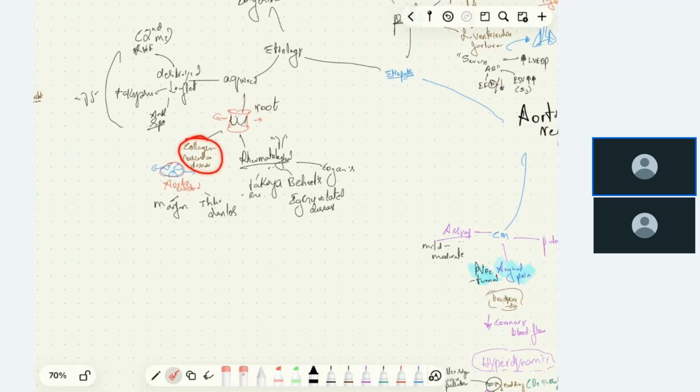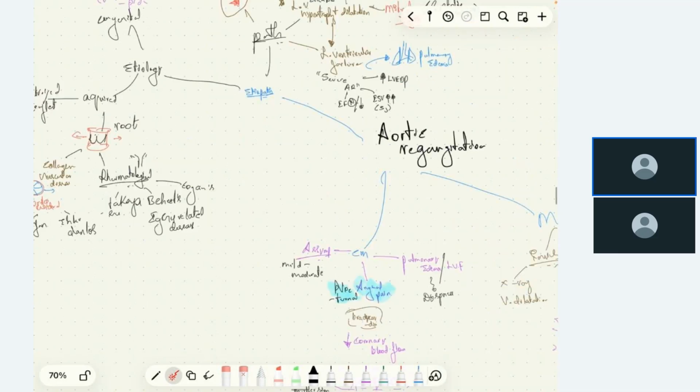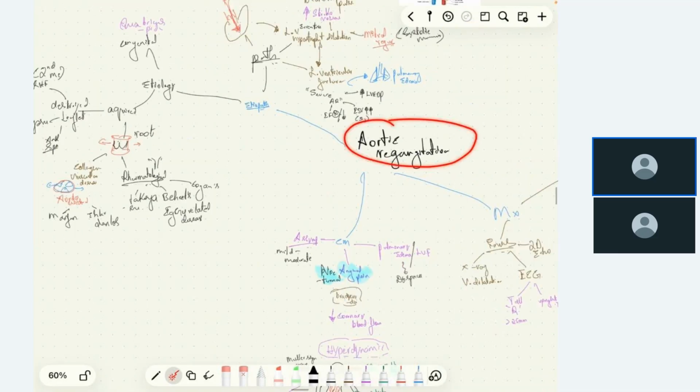In collagen vascular disease, there is lax connective tissue in the body leading on to dilatation of the root, seen in Marfan syndrome and Ehlers-Danlos syndrome, leading on to aortic regurgitation. In certain rheumatological conditions like Takayasu arteritis, Behçet's disease, IgG4 related disease and Cogan's disease, we can see aortic root dilatation leading on to aortic regurgitation. These are all the etiologies, congenital and acquired causes.